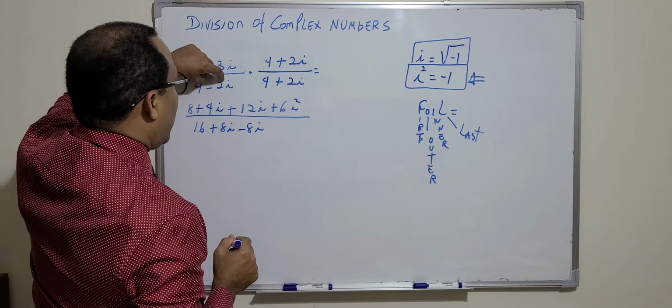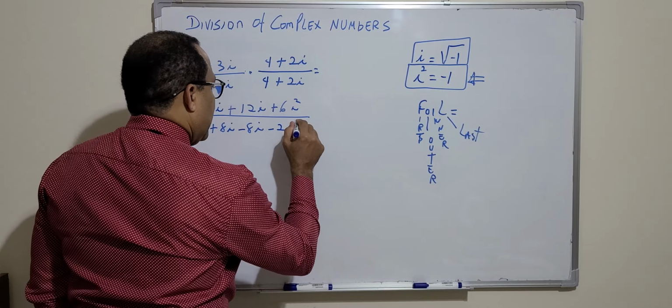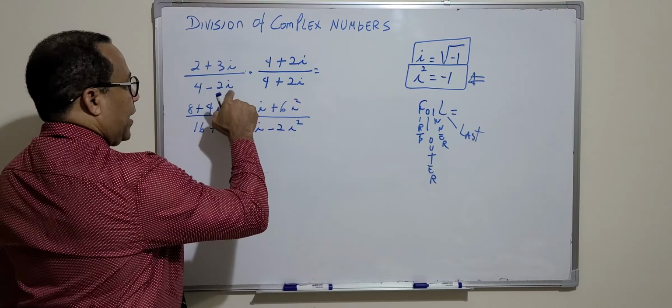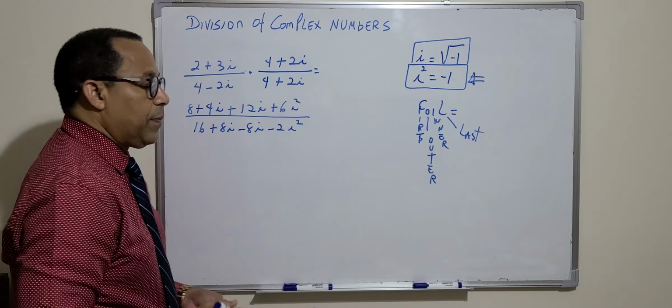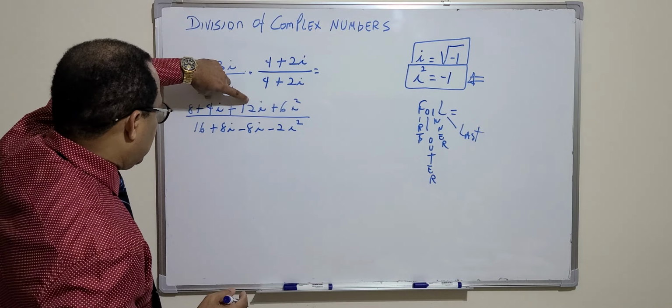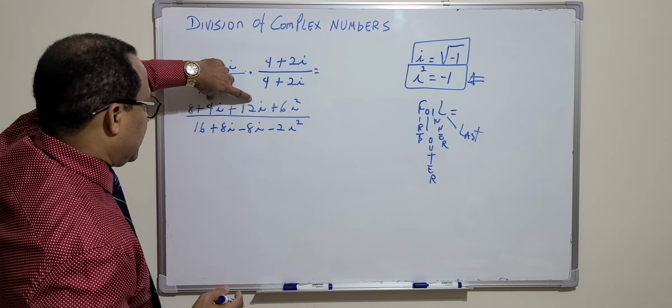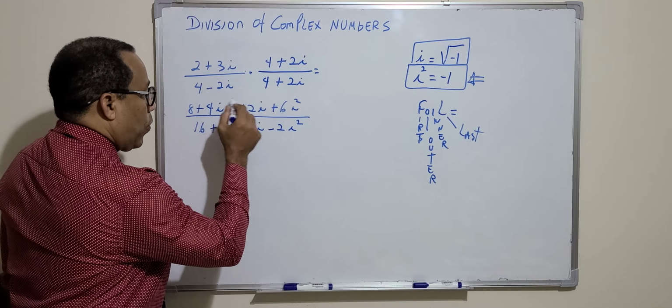And negative 2i times positive 2i is negative 2i squared, again because i times i is i to the second. So let's see if we can find some like terms here. These two are like terms because they have the same variable and the same power, 1 and 1.